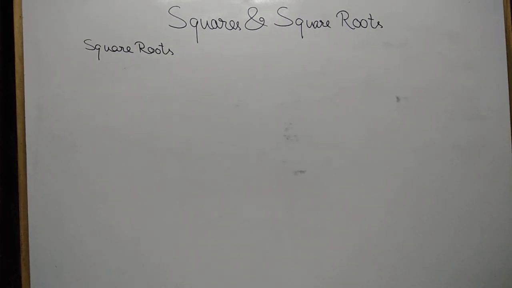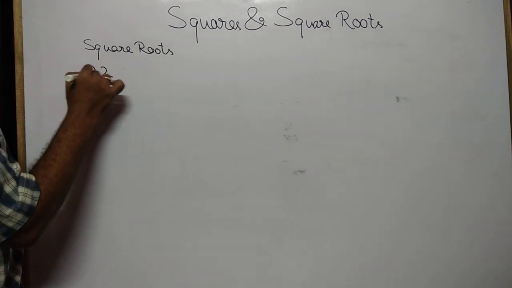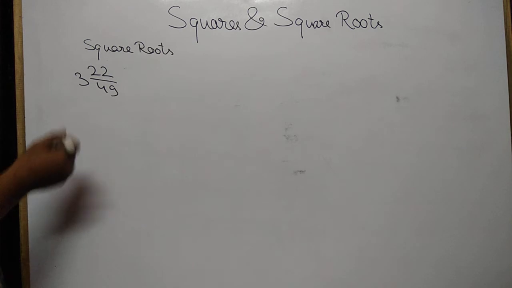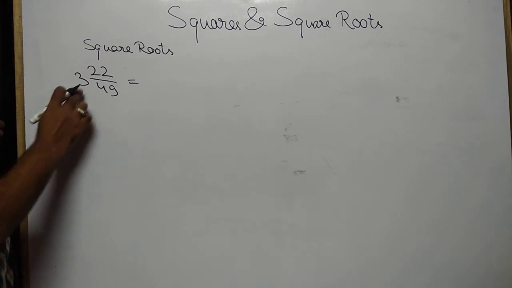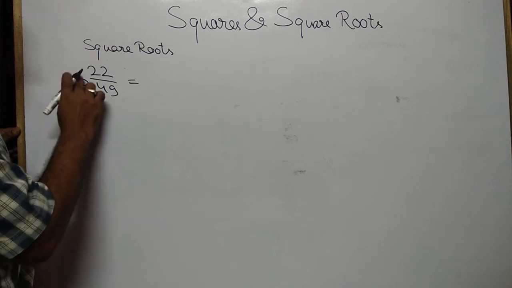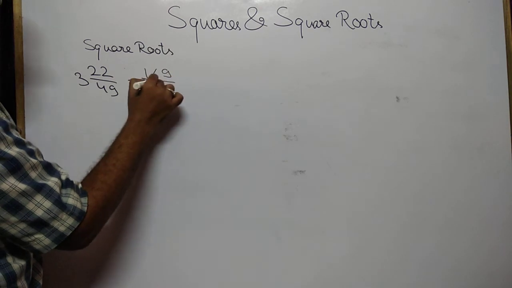Now we are going to find out some square roots of mixed fraction and decimal number. So one of the questions I'm picking of mixed fraction is 3 whole 22 upon 49. This is the question. How we solve? First we convert into improper fraction. 49 times 3 is 147, 147 plus 22 is 169, so 169 by 49.